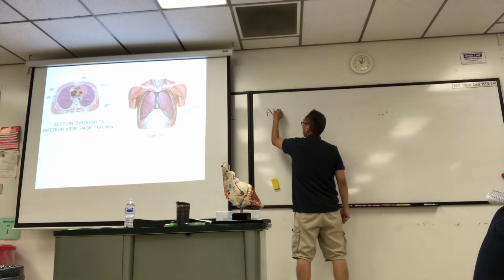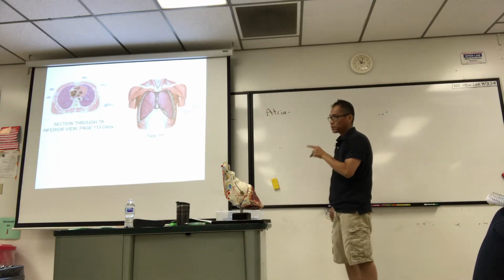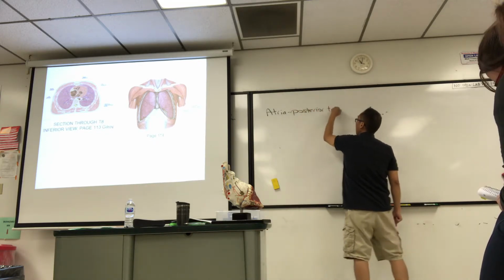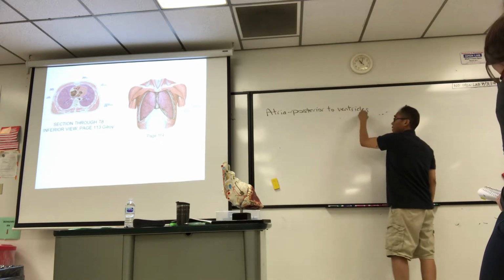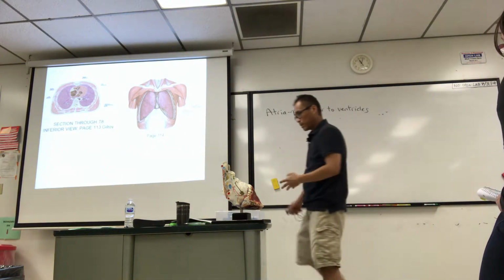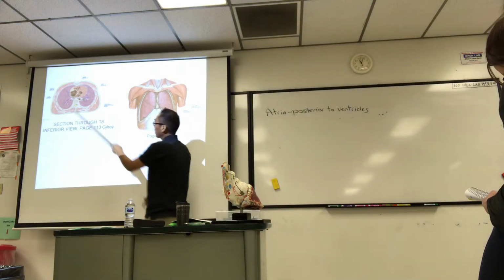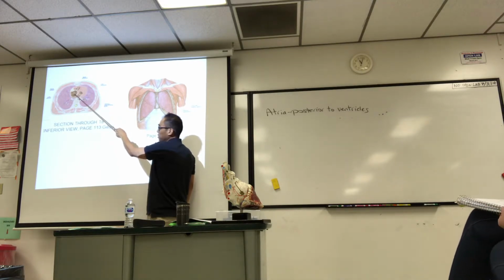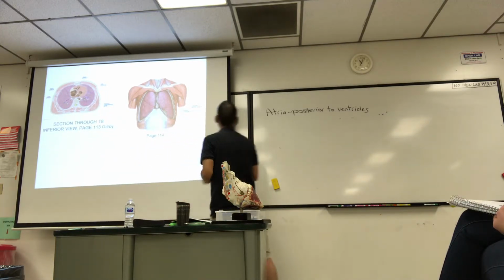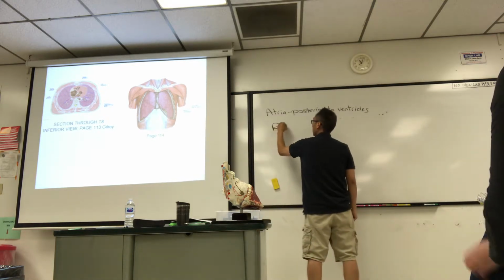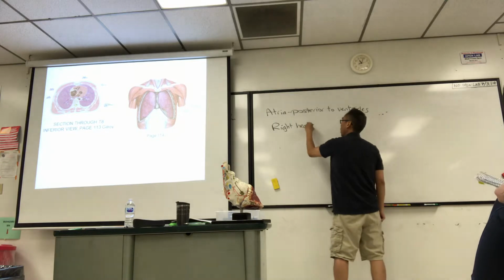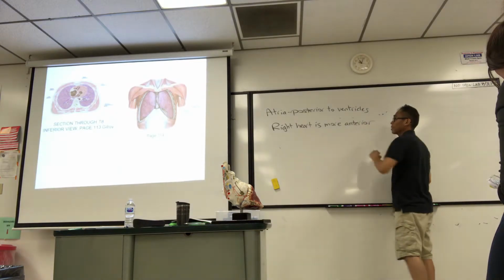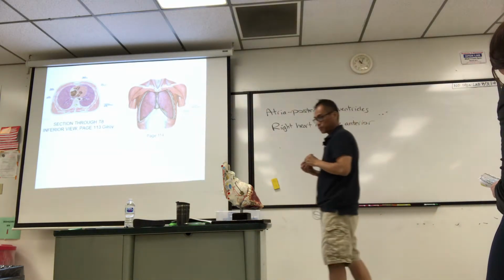Atria, they're posterior to the ventricles, and behind them. And look at the cross-sectional view. It's kind of like, this is the right heart, that's the left heart. The right heart is more anterior.